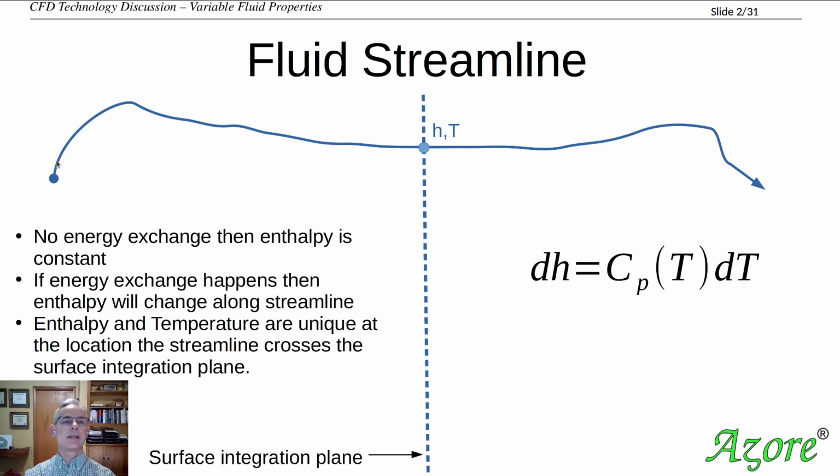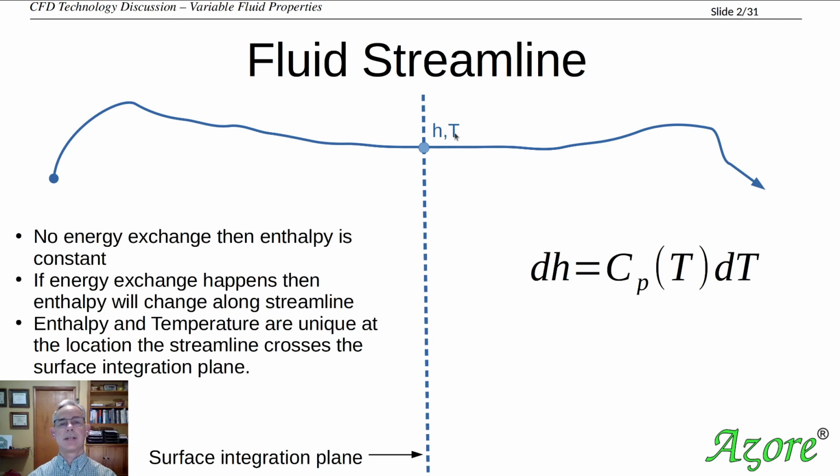So we can see that if there's no energy exchange along that fluid path line, we would not expect the temperature to change as well. If energy exchange happens along that path line, then we would expect that the temperature will change following this relationship. But in this particular case, our integration plane, there's only one fluid path line that crosses over this barrier, and so the energy level and the temperature, they're unique there.